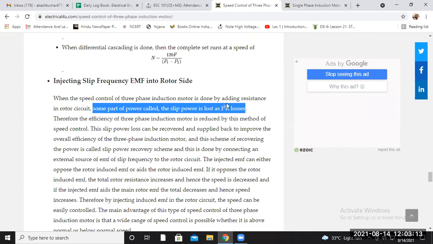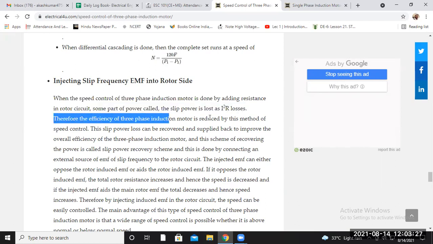So if we include the resistance in series, then the loss will increase, and as a result, the slip power will become somewhat less than before. Therefore, the efficiency of the three-phase induction motor is reduced by this method of speed control that we discussed in the rotor resistance part.